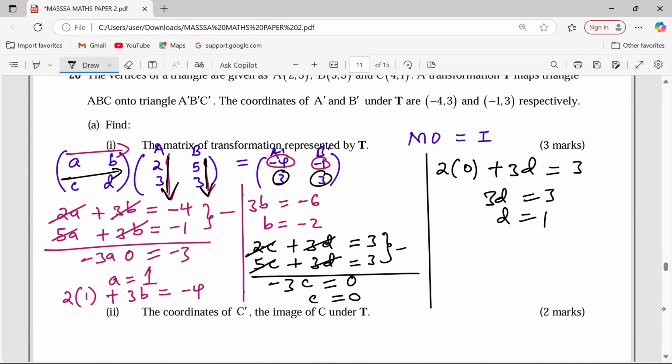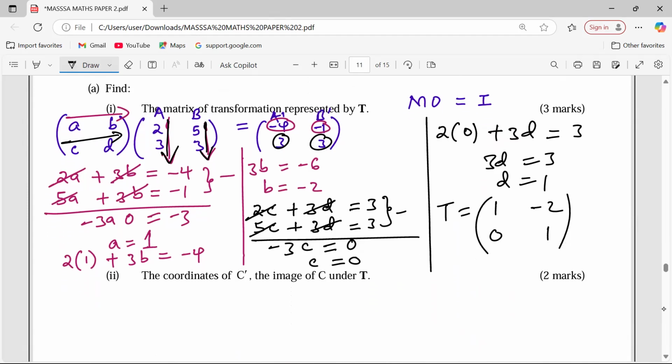This means now we can write the matrix T, whereby A is 1, B is negative 2, C is 0, D is 1. So this is the matrix of transformation now, obtained in a very simple way.